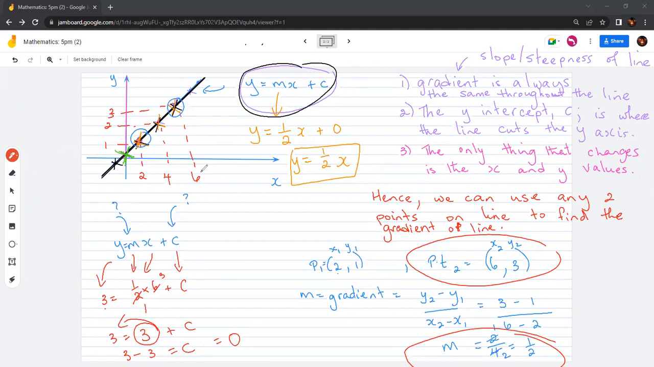Next, your equation remains the same throughout that line. And because of this fact, no matter where I go on this line, no matter what point I go to, the equation is the same. The gradient is also the same. And the y-intercept is the same throughout the line because if I look at this line, it cuts the y-axis once.